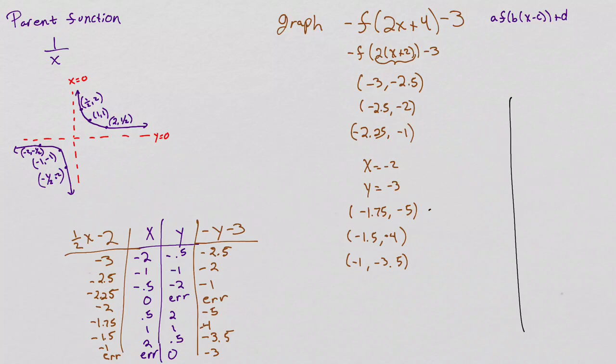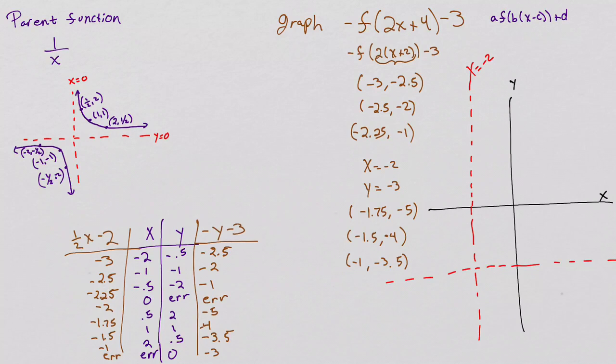Drawing an XY axis, good enough. Here's my x, there's my y. Let's draw in my asymptotes. I have x equals negative 2. I have y equals negative 3. And then let's just start plotting points.